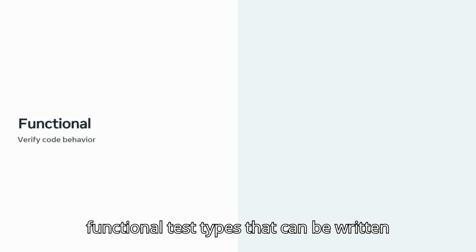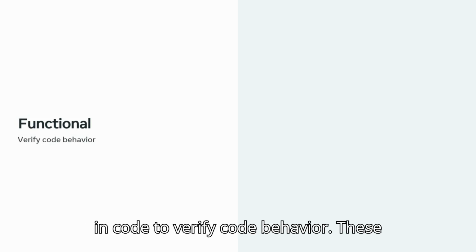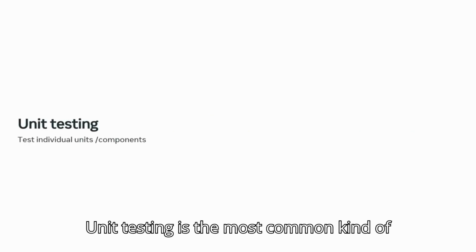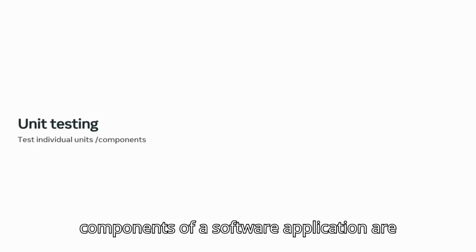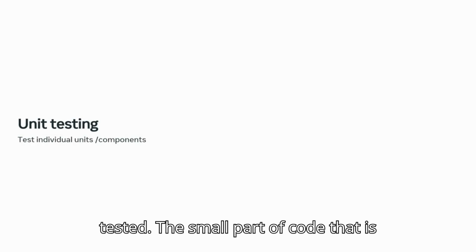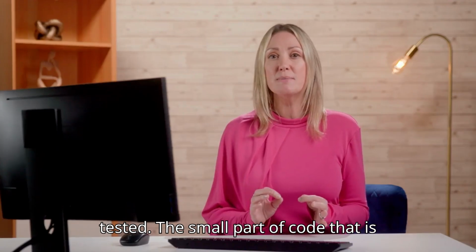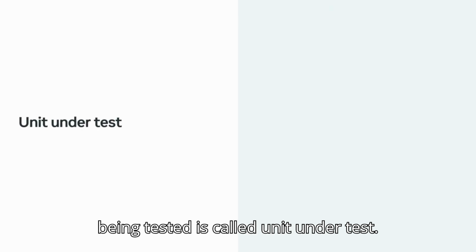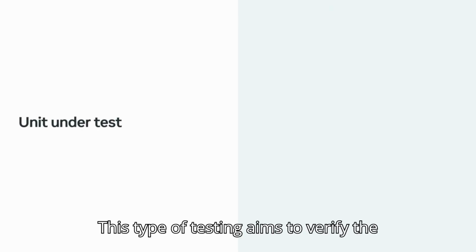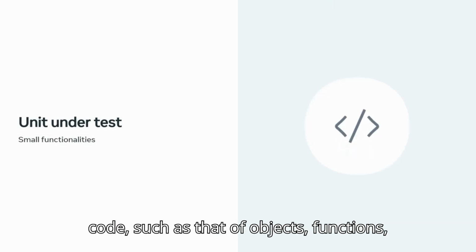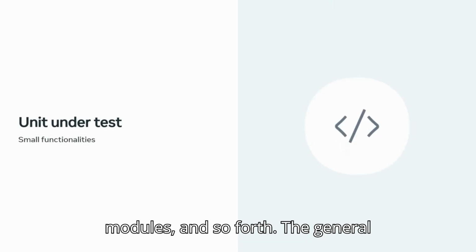In this video, you will learn more about functional test types that can be written in code to verify code behavior. These are known as unit testing, integration testing, and end-to-end testing. Unit testing is the most common kind of testing where individual units or components of a software application are tested. The small part of code that is being tested is called unit under test. This type of testing aims to verify the correctness of small functionalities in code, such as that of objects, functions, modules, and so forth.